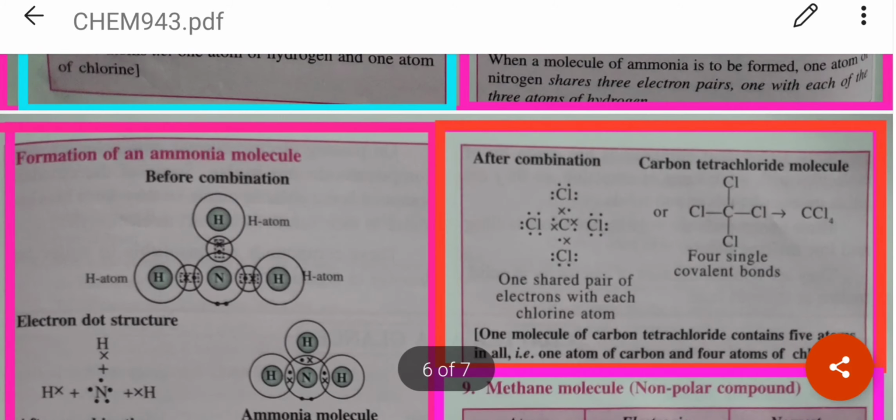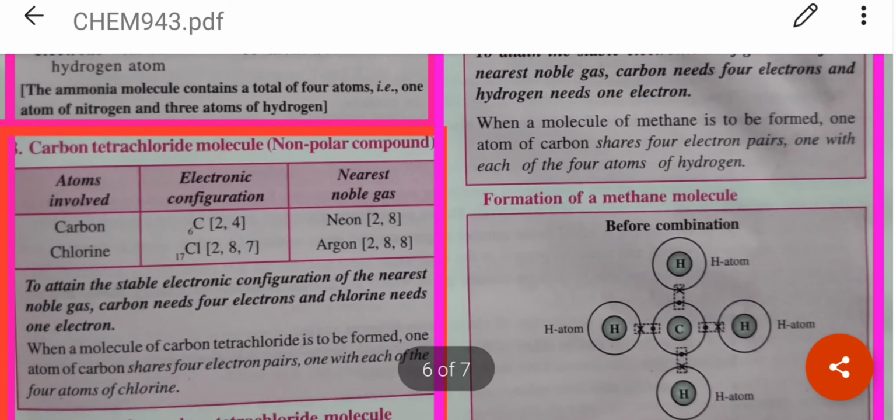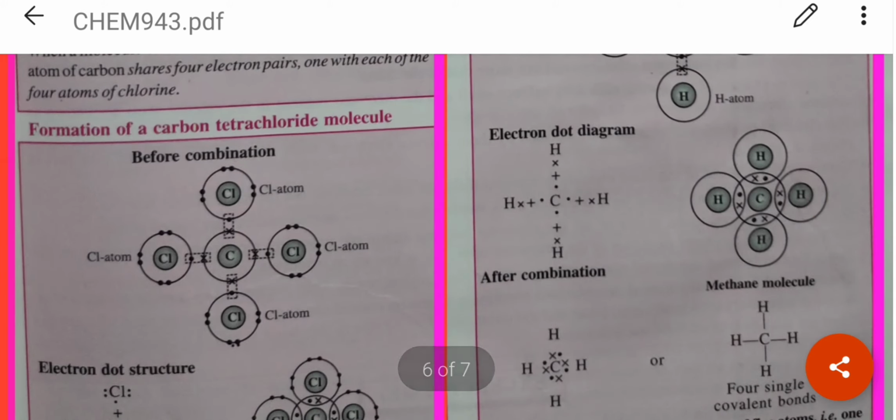Next, let us move to carbon tetrachloride, which is a non-polar compound. Carbon, the electronic configuration is 2,4. That means it is deficient of 4 valence electrons, and chlorine, as you know, 2,8,7, is deficient of 1 electron. So you see here, carbon, since its electronic configuration is 2,4, has 4 valence electrons. It needs 4 more valence electrons. That is why it combines with 4 chlorine atoms.